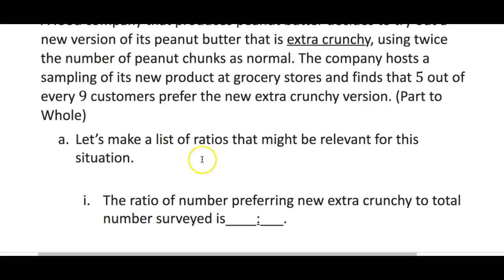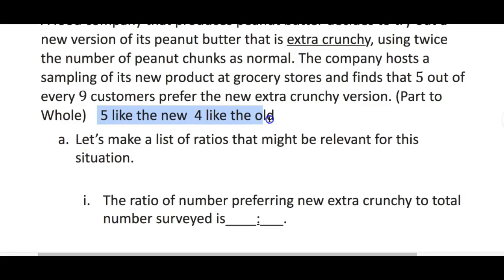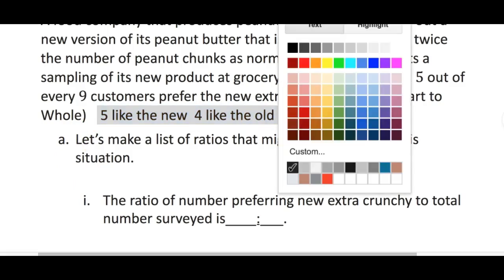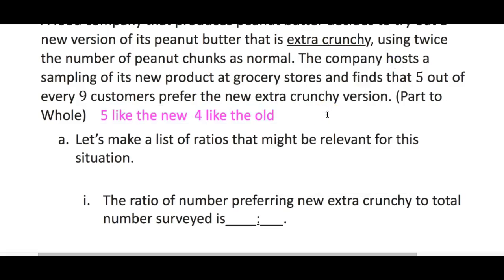So if we have 5 out of every 9 customers that prefer the new crunchy version, 5 like the new. How many then would like the old? If we have 9 altogether, that's got to be 4. 4 like the old. And just so that we know what we're talking about, let's go ahead and give these a new color. Let's call them my favorite pink. All right, so that's information we need to have figured out from this.